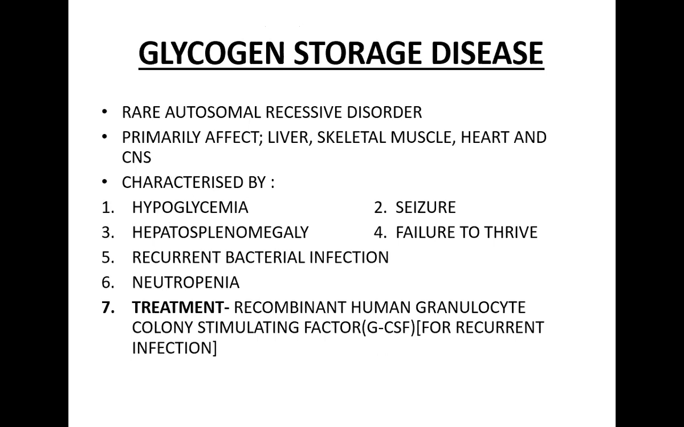Glycogen storage disease is a very rare autosomal recessive disorder, primarily affecting the liver, skeletal muscle, heart, and CNS. It is characterized by hypoglycemia, seizure, hepatosplenomegaly, failure to thrive, recurrent bacterial infection, and neutropenia. Treatment is recombinant human granulocyte colony stimulating factor, GCSF, for recurrent infection.